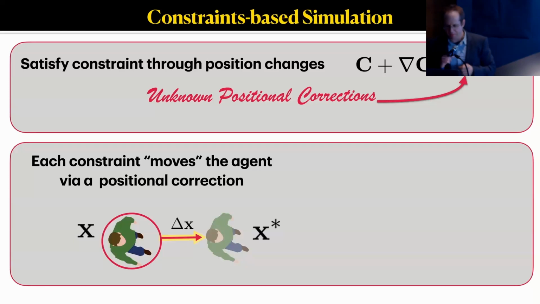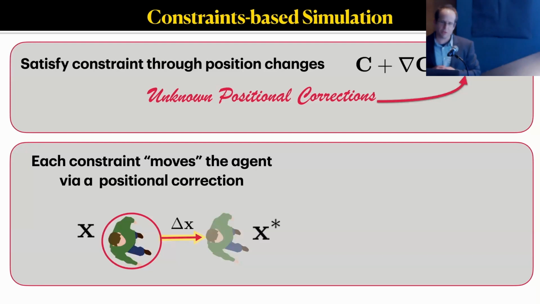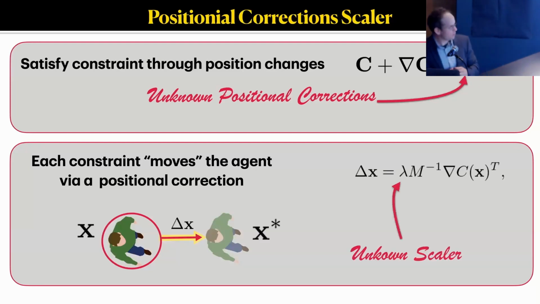We actually do know how to do this, because it depends on the gradient. Like any mathematical function, if you want to satisfy or minimize it, you move along the gradient. That's what we're going to do. The tricky question is how to move in that direction. To do that, we need to find this unknown scalar, which controls the magnitude of the move along the correction to satisfy the constraint.